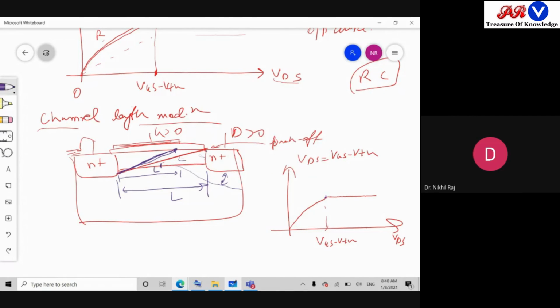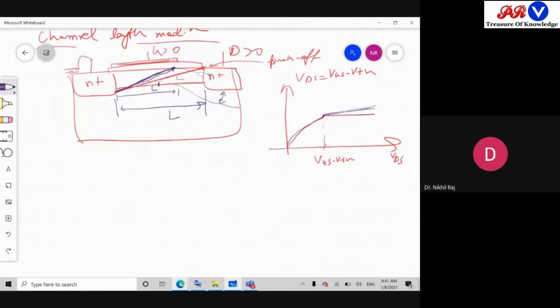So when the channel has left this place, it means that no current should flow, because from drain to source there is no path. But then also there will be some current. This is because of the presence of a high electric field. The electron jumps due to very high electric field. So that's why there will be current. However, the current will not be a constant value. It will have some slope. And what is that slope? That we will see now.